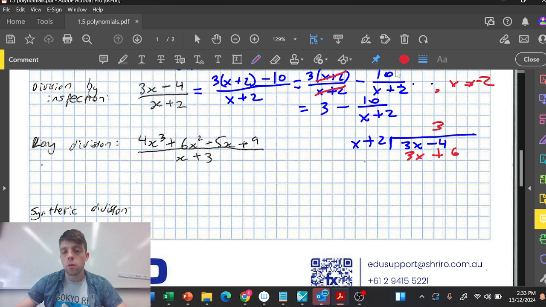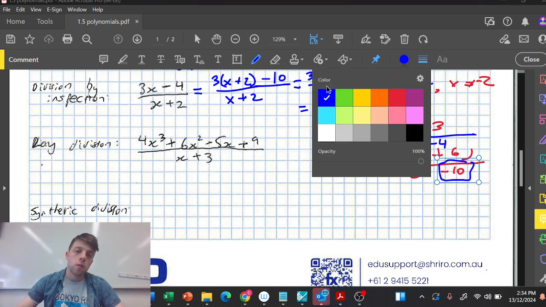We have 3x minus 4 minus 3x plus 6. 3x minus 3x is going to be equal to 0. And minus 4 minus 6 is equal to minus 10. As we can see, this down here is the remainder. So we can see that when we divide this value by this, we get 3 with a remainder of negative 10, which is exactly what we got using the other method that I showed you before, the inspection method. So that's two ways that we could perform this.